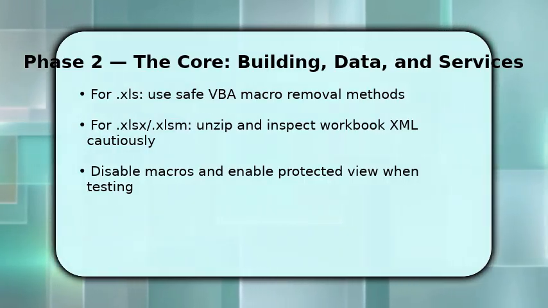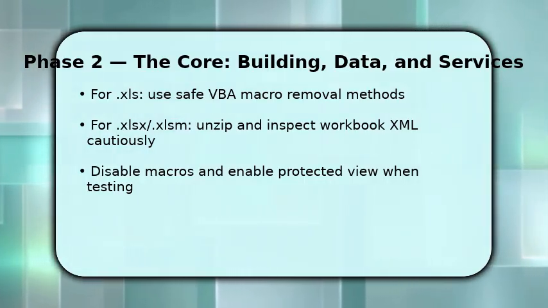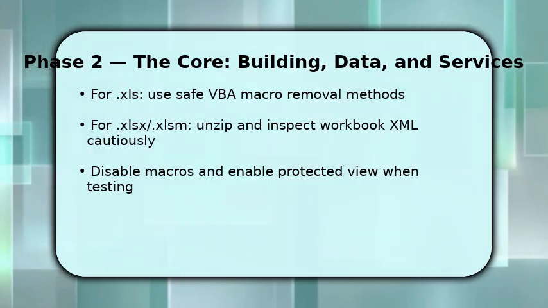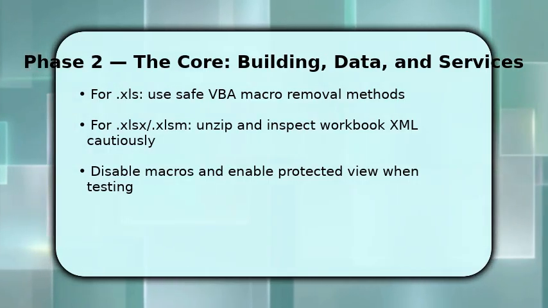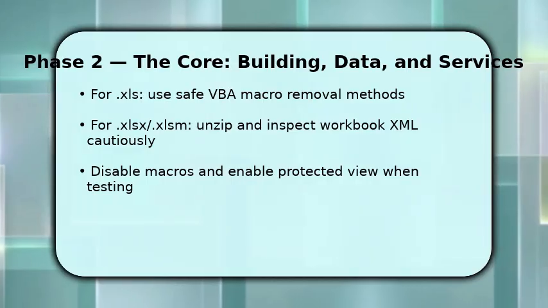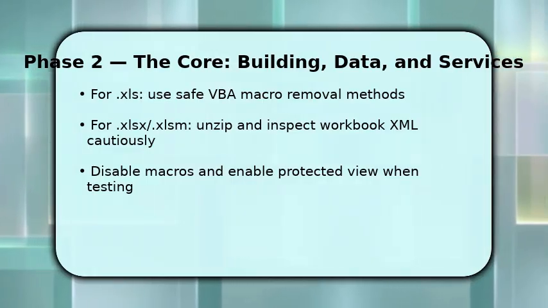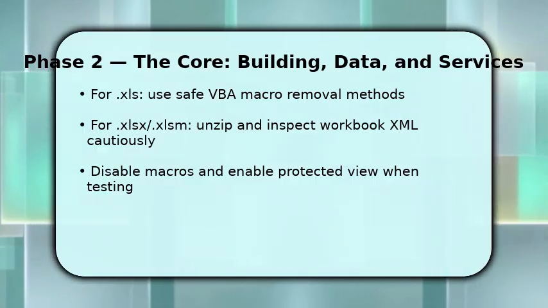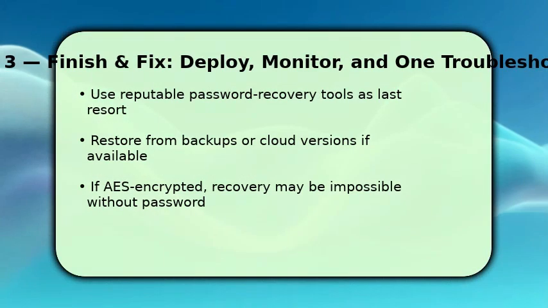For XLSX or XLSM, make another duplicate and change the extension to zip, then inspect Workbook XML to identify protection nodes, remove them with care and rezip. Make sure to disable macros and use protected view while testing. This prevents issues. Finish by trying professional recovery tools only after backups and manual attempts fail.